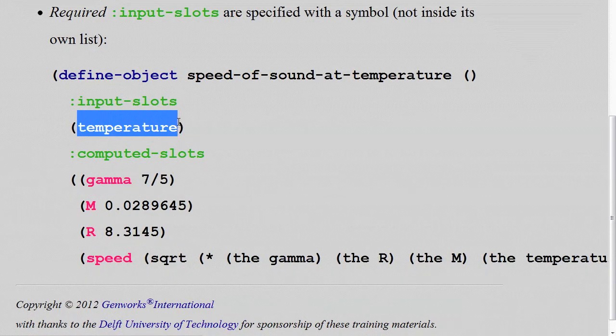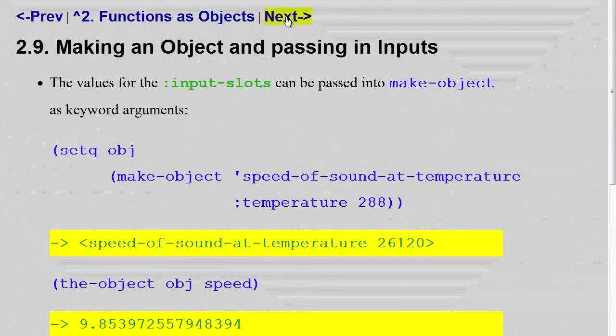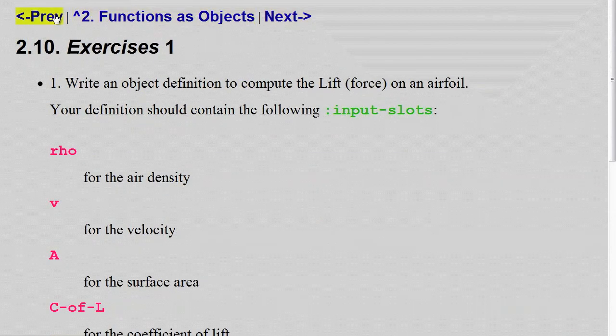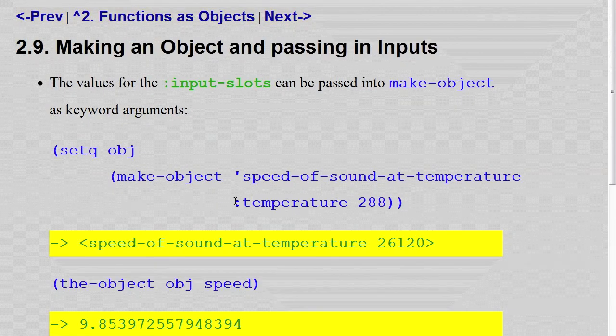So when we create an object, when we do a make-object of speed-of-sound-at-temperature, we do make-object just like we did before with a quoted symbol, but now as additional arguments we have a keyword argument, temperature, with a value that you specify when you actually make the object. And this is how you do it with make-object. We'll see how you do it with child objects in a few slides.